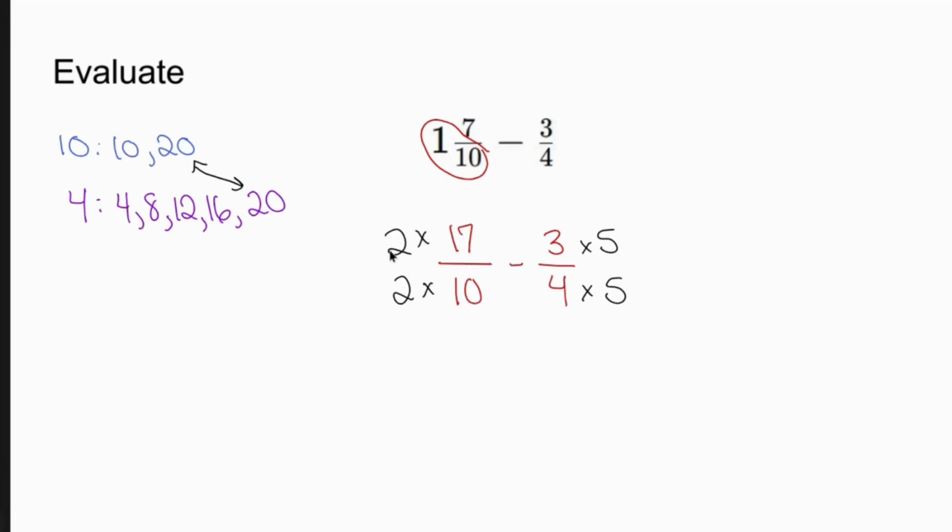Now I multiply everything out. 2 times 17 is 34. 2 times 10 is 20. Drop down your minus sign. 3 times 5 is 15. 4 times 5 is 20.